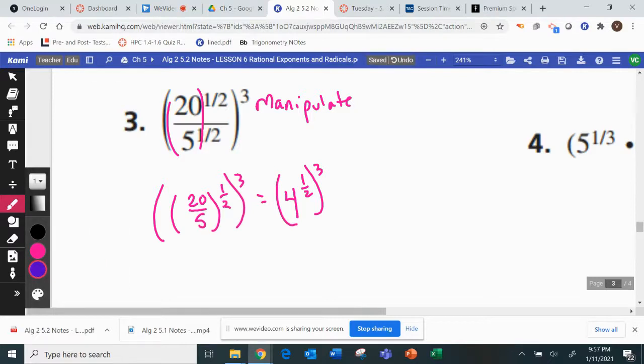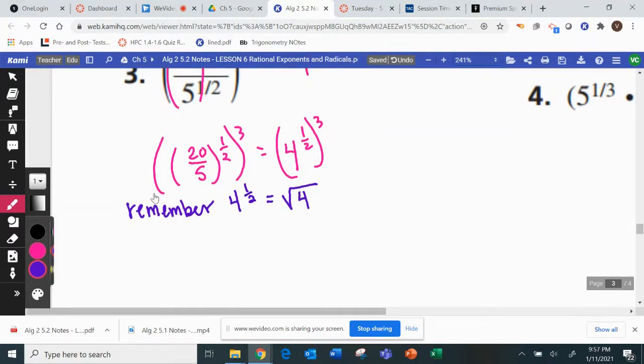Now remember, 4 to the 1/2 is the exact same thing as the square root of 4. So I can simplify this a little bit further and say that is 2 to the 3rd, because this is the square root of 4, right, which is 2, and then that is 8. So that would be simplest form.